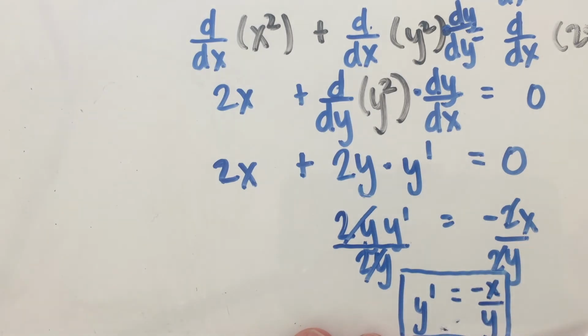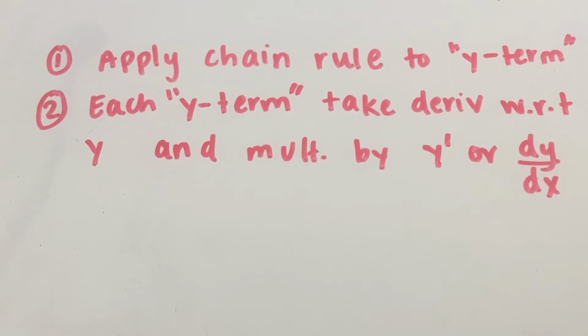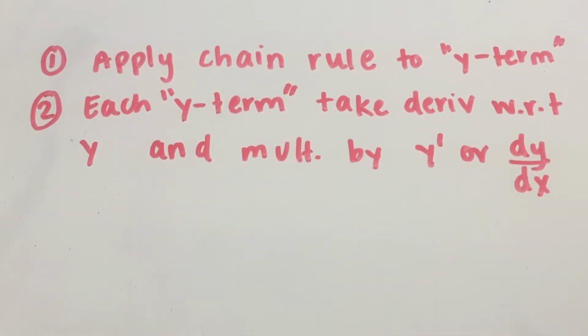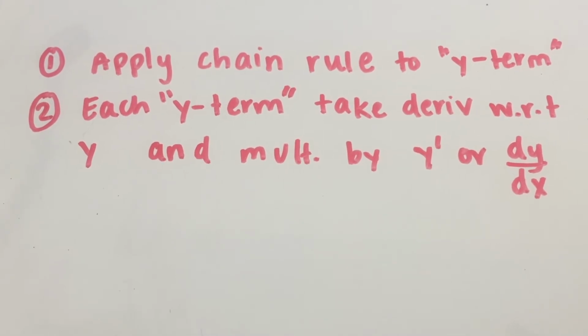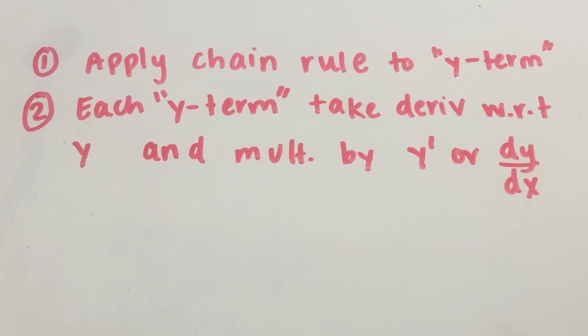So this is our derivative, and if they were to give you an x or y term, you could plug those in. So pretty much we're just going to apply the chain rule to the y term. In each y term, we're going to take the derivative with respect to y, and then multiply by y prime.